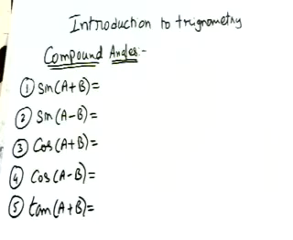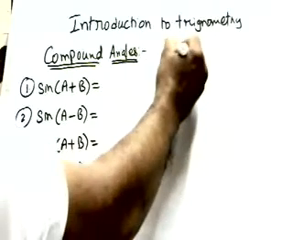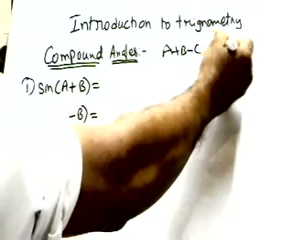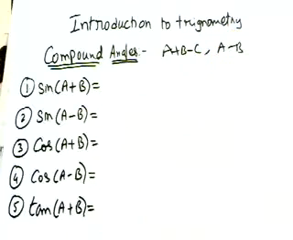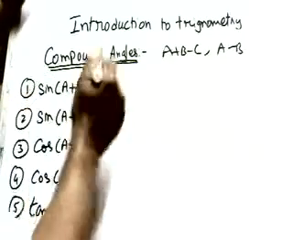Next is compound angles. The sum or difference of two or more angles. Suppose we add two angles or three angles, or subtract, then we say this is the compound angle. Sum or difference of two or more angles is nothing but what we call compound angles.